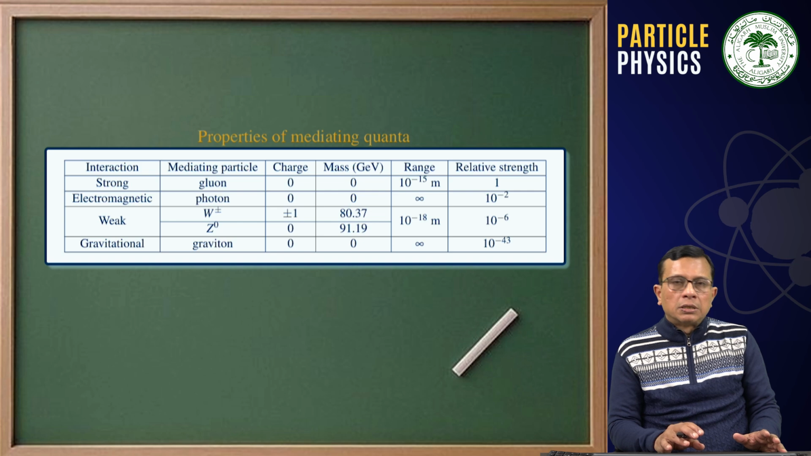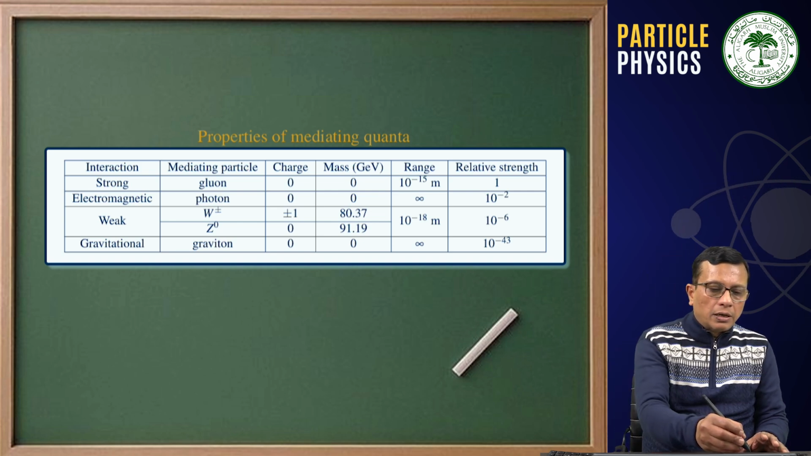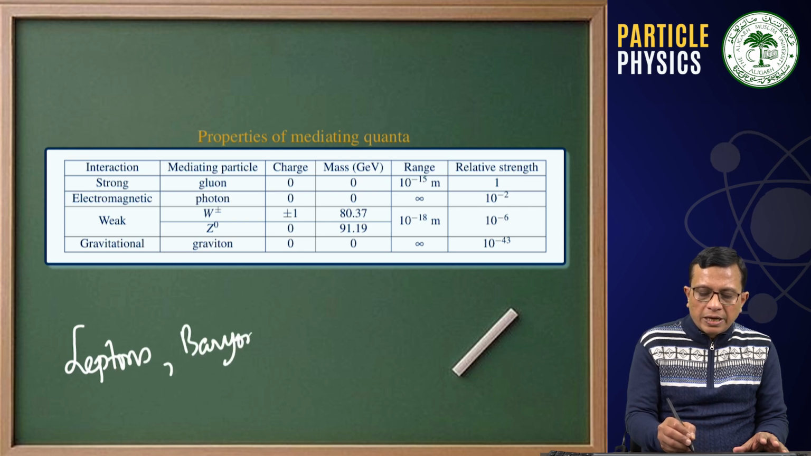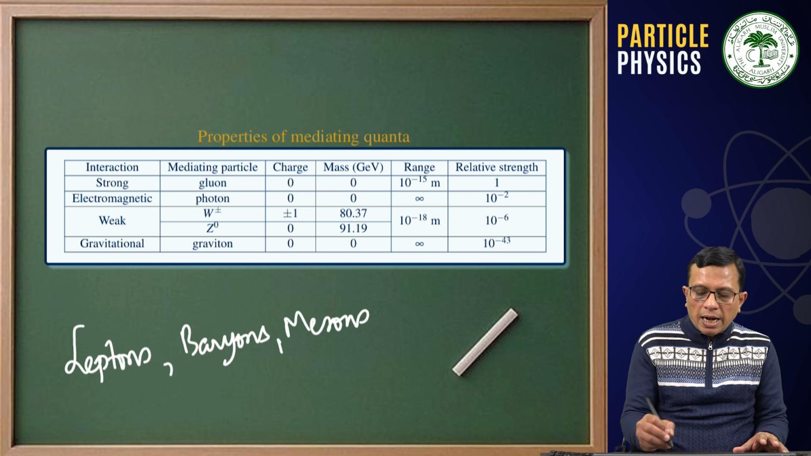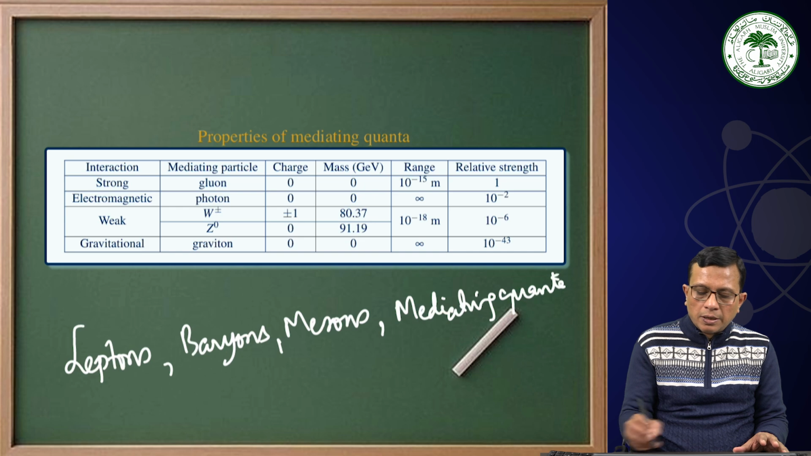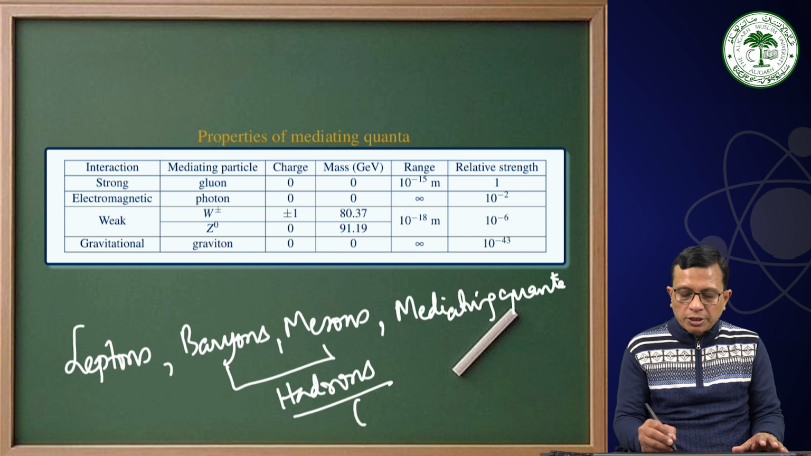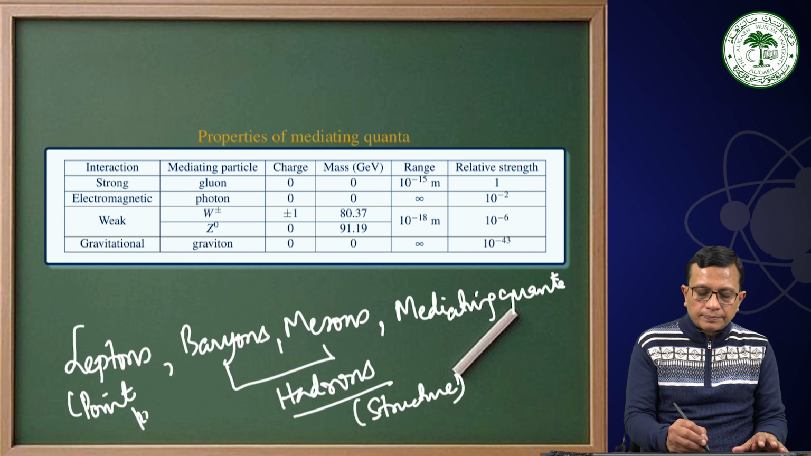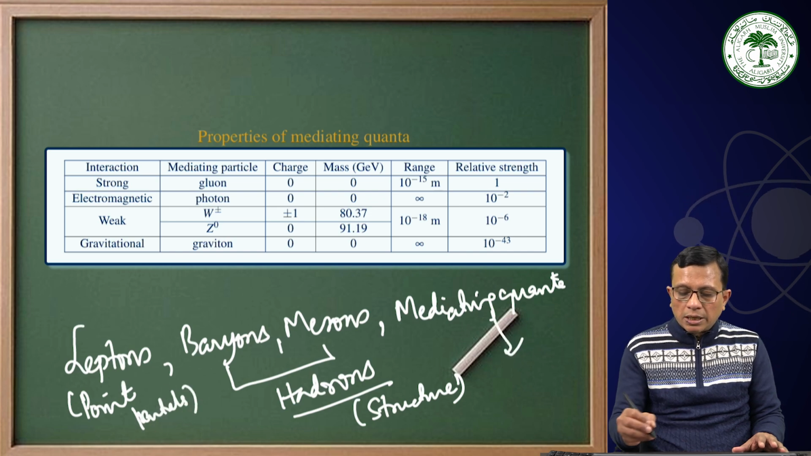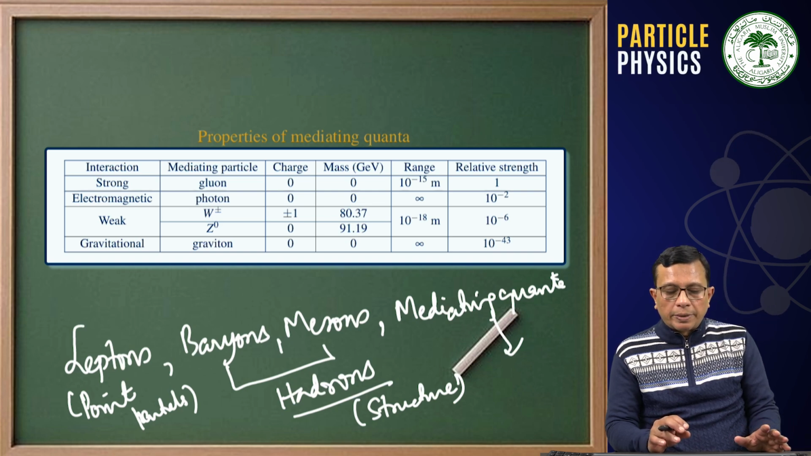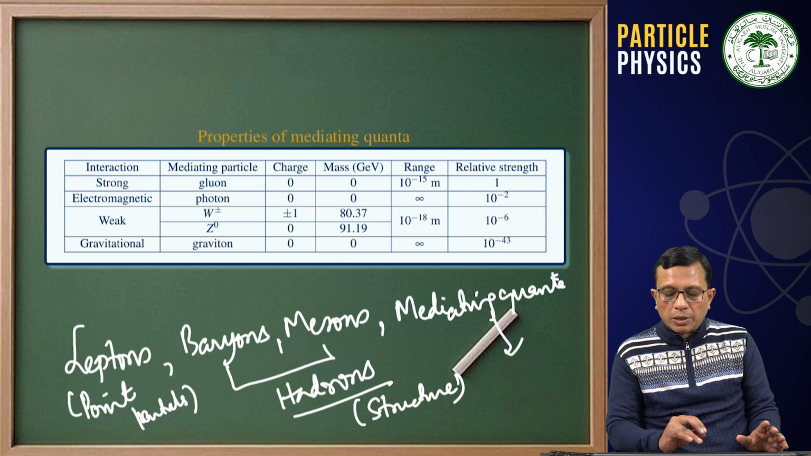Therefore, we have leptons, we have baryons, we have mesons, and then we have mediating quanta. Baryons plus mesons together constitute hadrons, and these particles have structure. They are not point particles, while these are point particles. And the mediating quanta, these 3 which we are talking about for the strong, electromagnetic and weak interactions, are gluons, photons, and W and Z bosons.